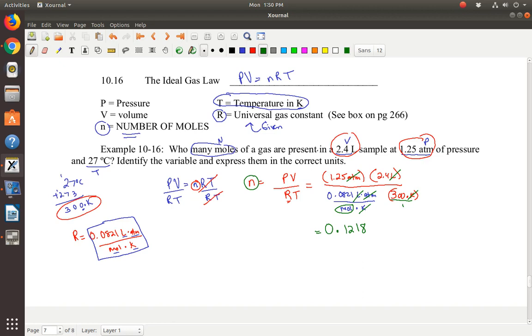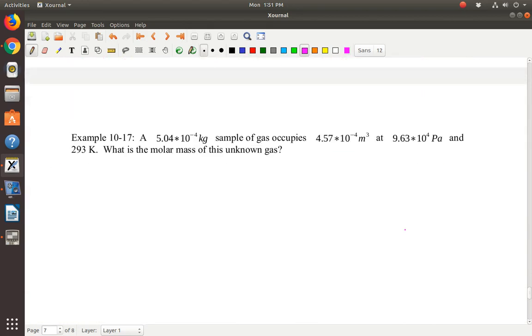Now we have to look at sig figs again. So we check our sig figs. There are 3 sig figs here. There are 2 sig figs here. This is a constant, so it doesn't matter. And there were 3 sig figs here. So my answer has to have 2 sig figs. 1, 2. So it's 0.12 moles. That was our final answer. How many moles? 0.12 moles.